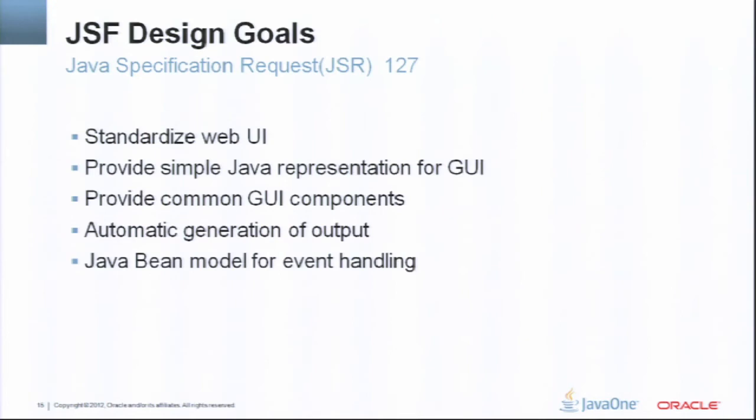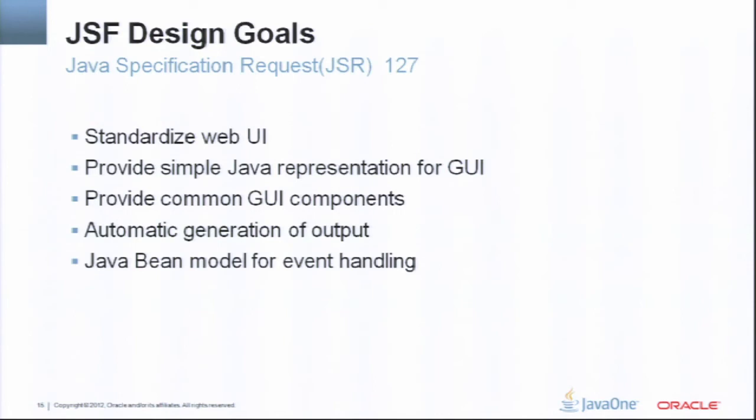When JSF started, we had a JSR called JSR 127, and the JSR objectives were to standardize the web UI. At that time, we didn't have any standard framework like JSF. A couple of component-oriented frameworks were there. One was Tapestry and a couple more. So one objective was to standardize the web UI, and the second one was to provide a simple Java representation for your user interface. Like, you should get a chance to access the UI as components from your class and manipulate that.